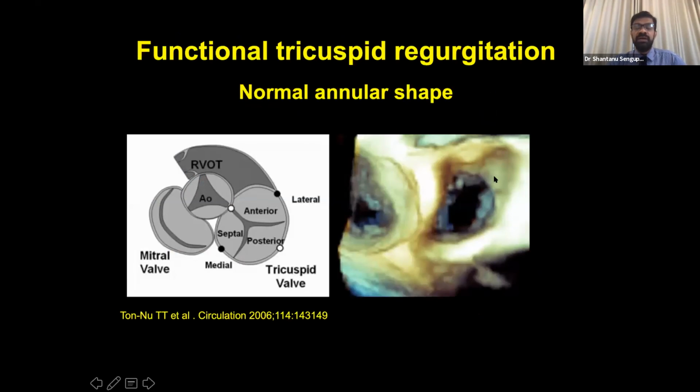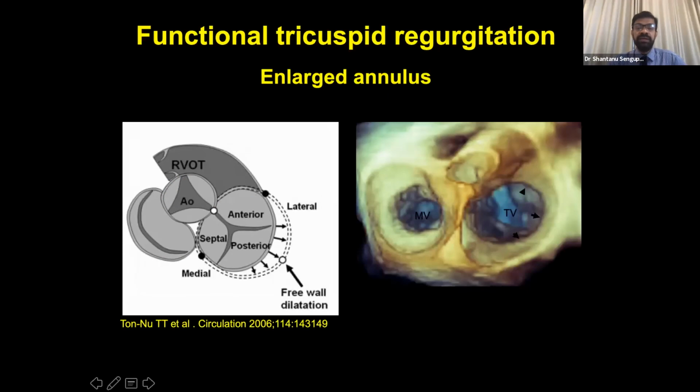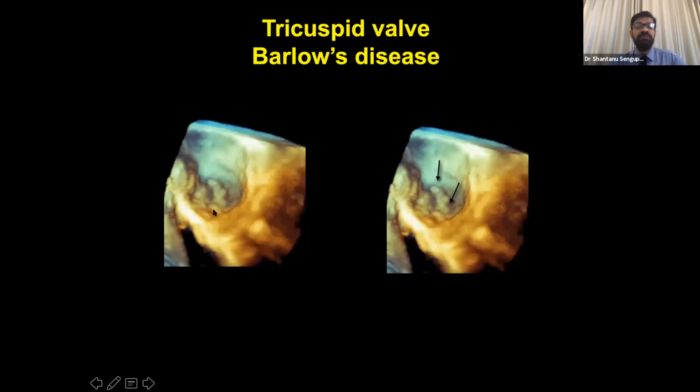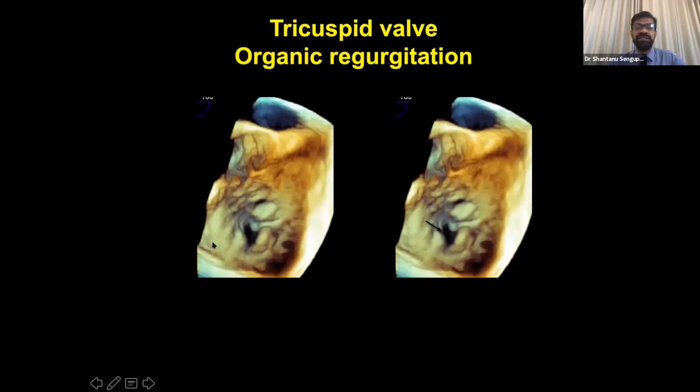This is a normal annular tricuspid regurgitation in a functional status, and I will show you a couple more data. So this is how we start looking at the functional tricuspid regurgitation. You can also look at Barlow's valve on the tricuspid side.